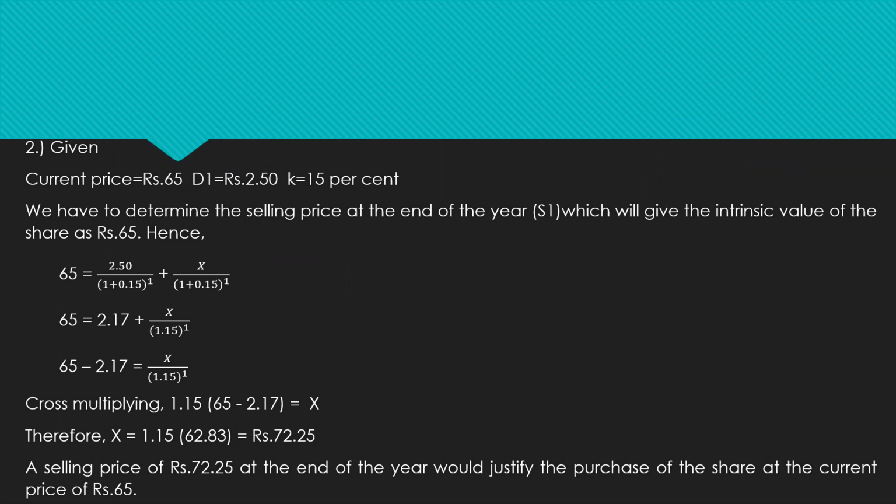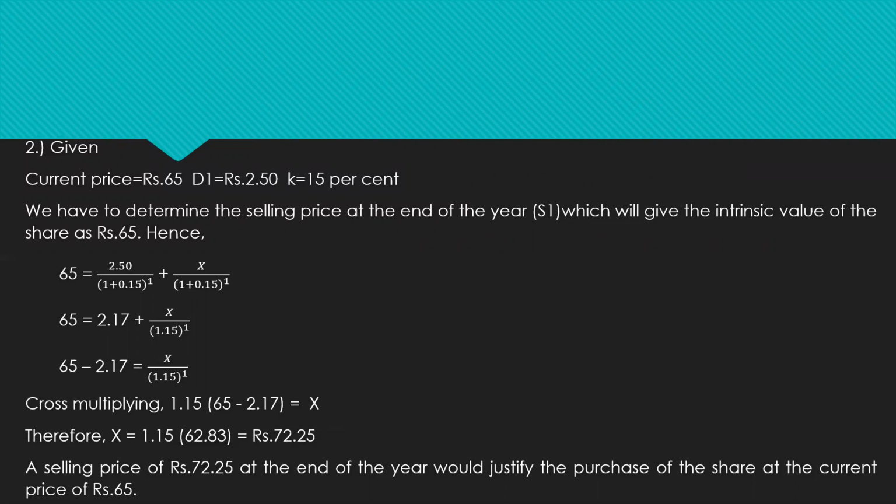So 65 is equal to 2.50 divided by 1 plus 0.15 plus X divided by 1 plus 0.15, which will give you a value of 2.17 plus X divided by 1.15, the whole raised to 1. Now you're going to take the 2.17 to the other side of the equal symbol. So it's 65, a positive number brought to the other side will give you a negative number. So 65 minus 2.17 is equal to X divided by 1.15.